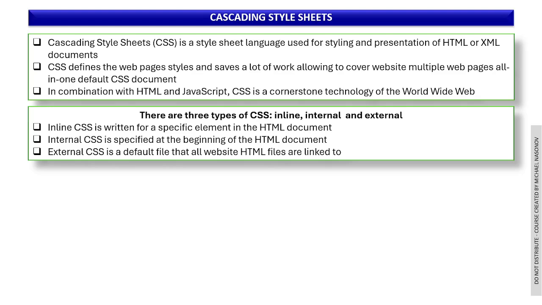There are three styles of CSS: inline, internal, and external. First of all, inline. Inline CSS is written for each specific element in the HTML document. Internal CSS is specified at the beginning of the HTML document. External CSS is the default file that all website HTML files are linked to. It means one CSS file covers all styles for all website HTML documents.